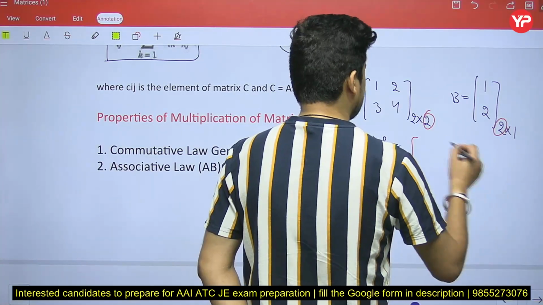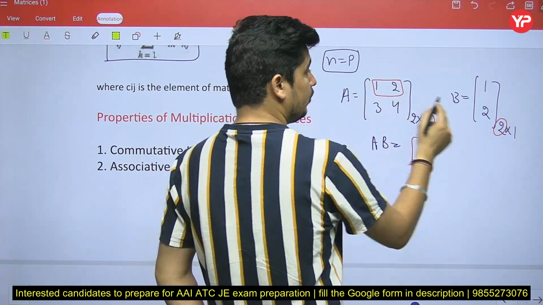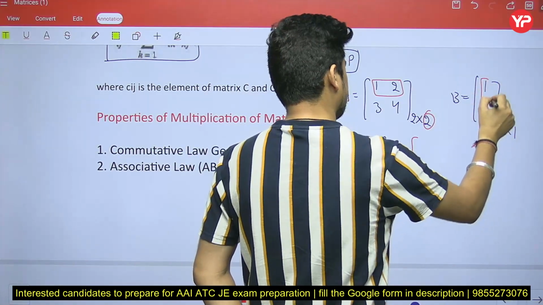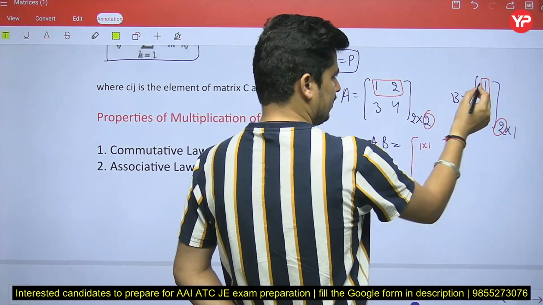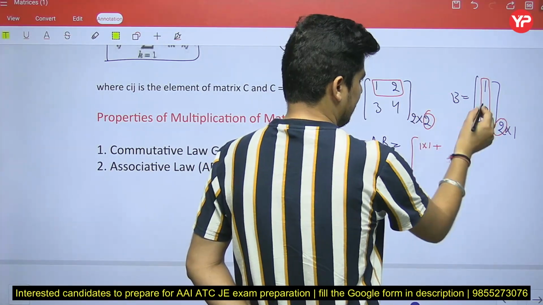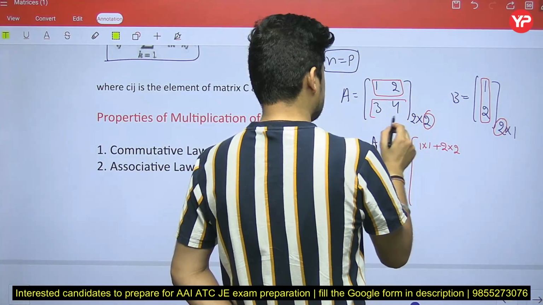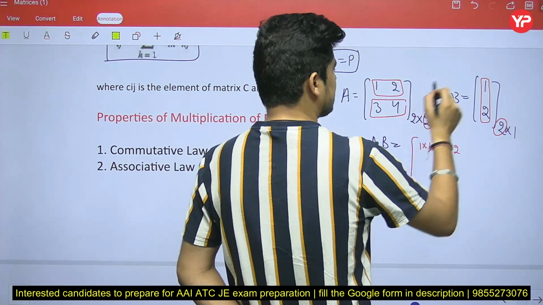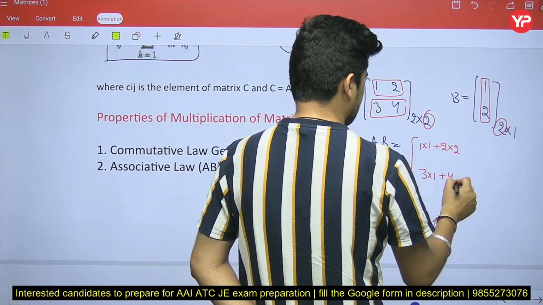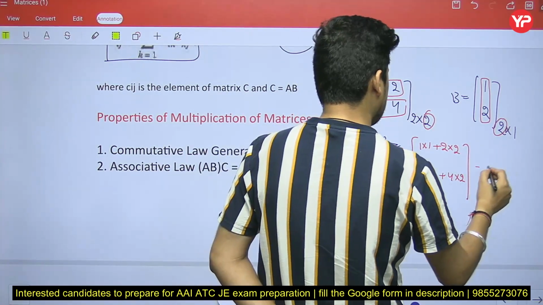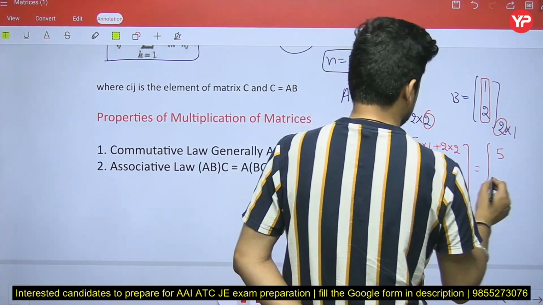How can we do that? Take this first row and multiply it with this first column, right? It means first element multiplied with first element, plus second element multiplied with second element. Now go for the second row, because there is no other column, and multiply like this. So 3 into 1 plus 4 into 2. What we are left with is: the first element is 5, the second element is 11.